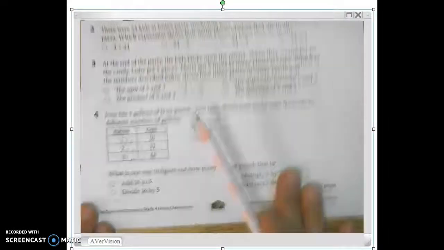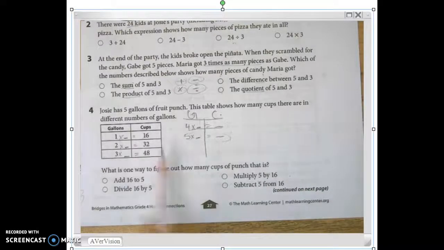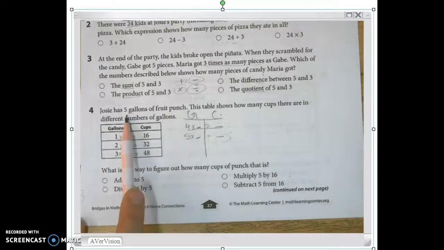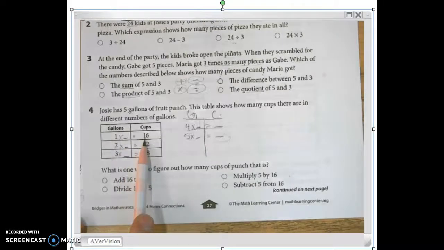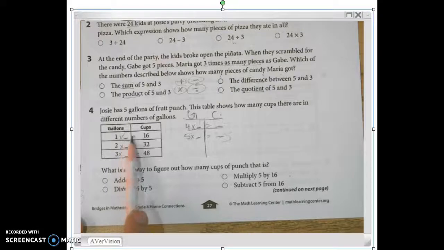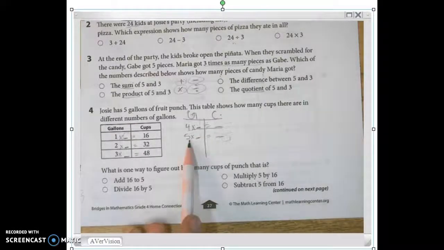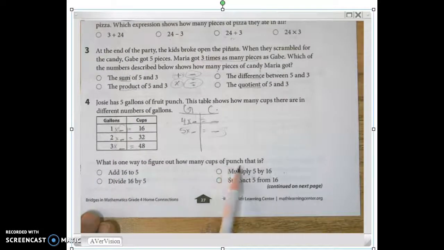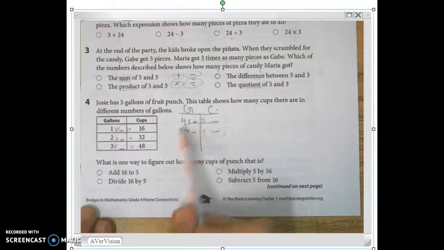Number 4 is going to be a ratio table. It's asking you how many cups of fruit juice are in 5 gallons. So I'm going to let you know 1 times a number right here is going to get us 16. Knowing which number goes right here is going to help you for the rest. 2 times that same number gets us 32. 3 times that same number gets us 48. Then you're going to continue the ratio table. 4 times what gets us how many cups? 5 times that number gets us how many cups? It's going to ask you what is one way to figure out how many cups of punch that is for 5 gallons.